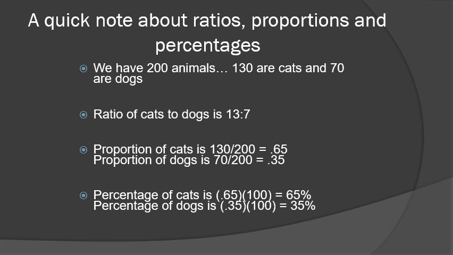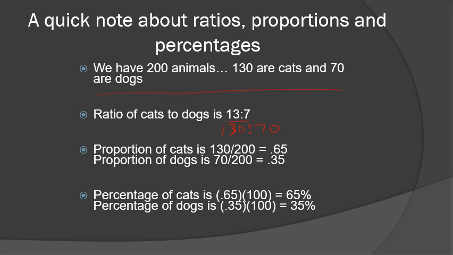Final thing just to talk about real quick, it's just ratios, proportions, percentages. This you should already know, but if you don't, it's just something to look into, because when we get to things like probability, you'll need to know these. So let's say we have 200 animals, 130 are cats and 70 are dogs. The ratio of cats to dogs is 130 to 70, or 13 to 7 if we reduce it.